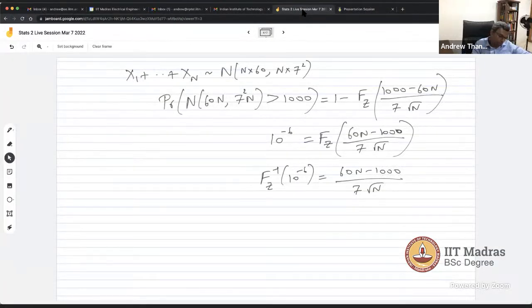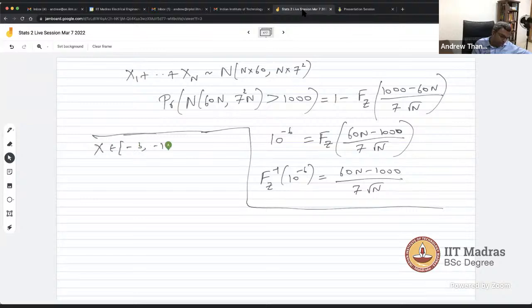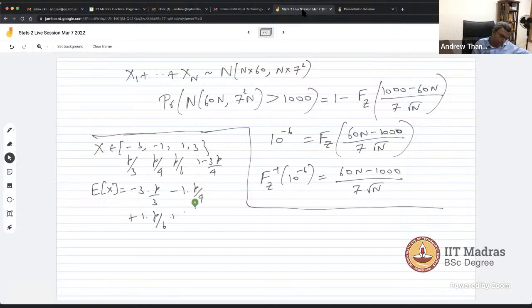So let me just quickly write down. So the distribution that we have is x taking values -3, -1, 1, 3, and that's, I think, p by 3, p by 4, p by 6, and 1 minus 3p by 4. Okay. So the expected value of x, I think, should work out as -3 times p by 3, -1 times p by 4, plus 1 times p by 6, plus 3 times 1 minus 3p by 4. Okay. So if you work this out, what does it come to?